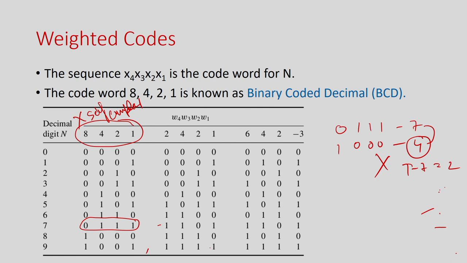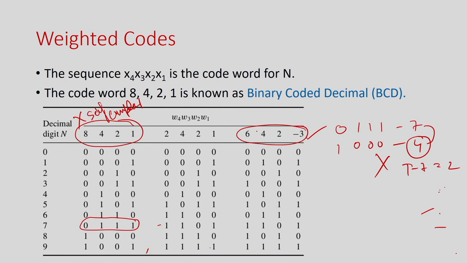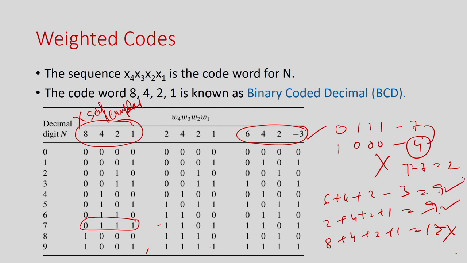So, why is this particular code self complementing? The rule that the weights satisfy is that the sum of these weights should be 9. If the sum of these weights is 9, then this code will be self complementing, right. So, 6 plus 4 plus 2 minus 3 is 9, and 2 plus 4 plus 2 plus 1 is 9. If I do 8 plus 4 plus 2 plus 1, it is 13.